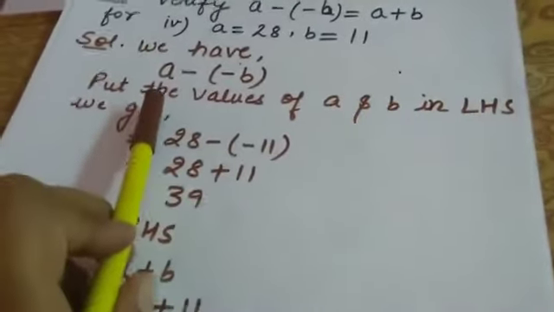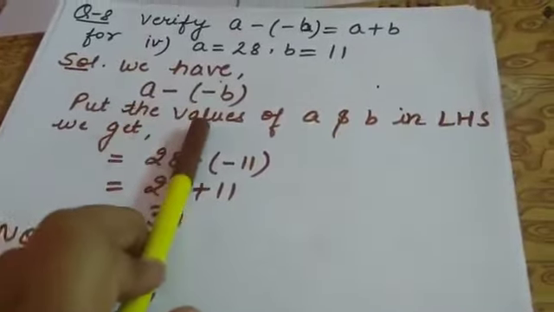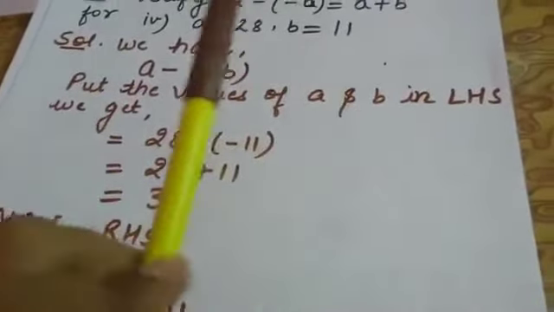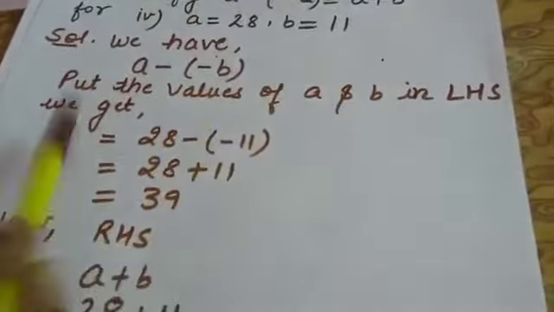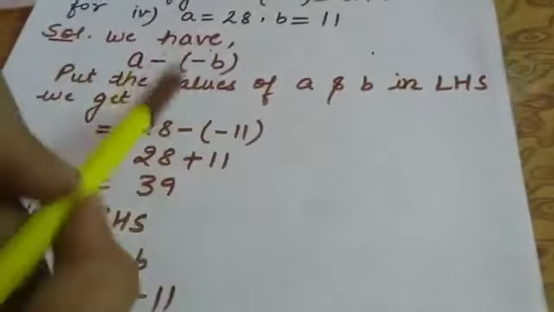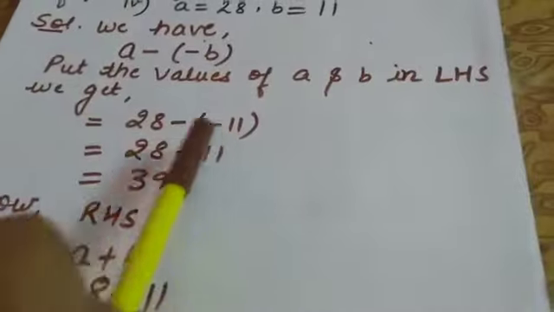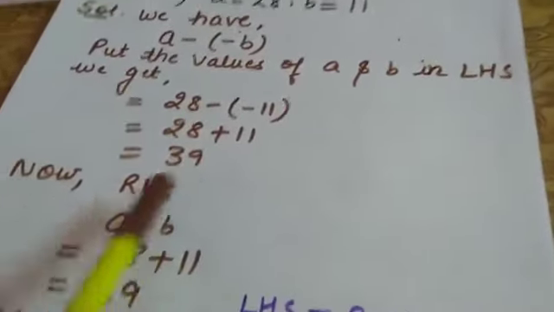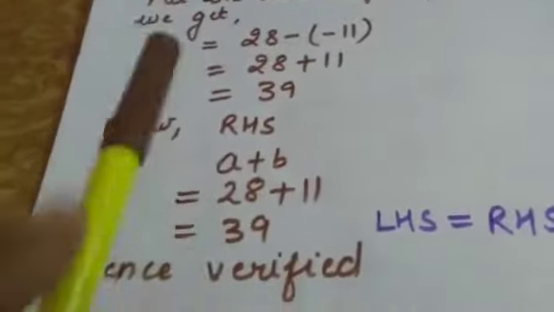So let us take the left side first. A minus B is our left side. Put the values of A and B given in the equation in LHS. In place of A you have to put 28. In place of B you have to put 11 with the same sign. So minus will become plus. It will be 39. So after solving we get 39 on LHS.